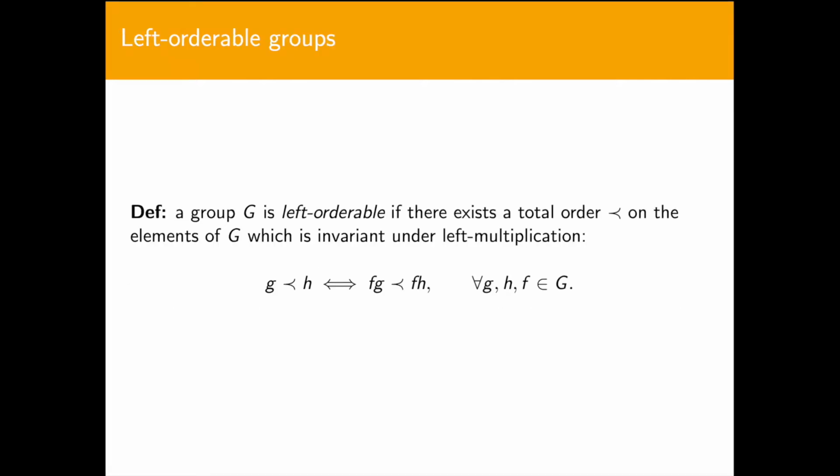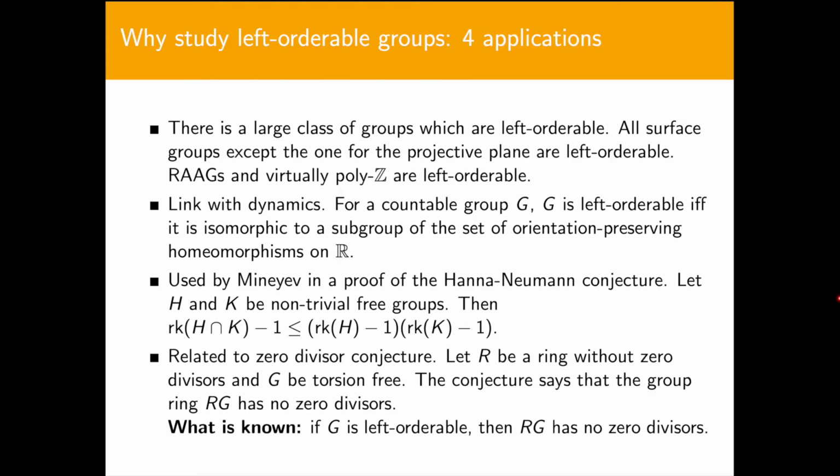So we say that a group is left-orderable if there's a total order on the group such that the order is invariant under left multiplication. So g is smaller than h if and only if f times g is smaller than f times h for all elements g, h, and f in G. So why study left-orderable groups? Let me give you 4 applications.